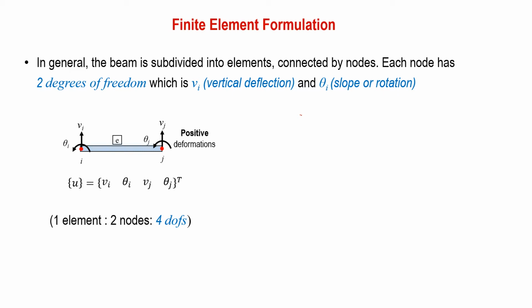As shown in this figure, one element is connected by node I and node J. At node I, we have Vi and theta I, which are dedicated to vertical deflection and rotation, respectively, while at node J, we have Vj and theta J. Meaning to say, one element has 4 degrees of freedom: Vi, theta I, Vj, and theta J.